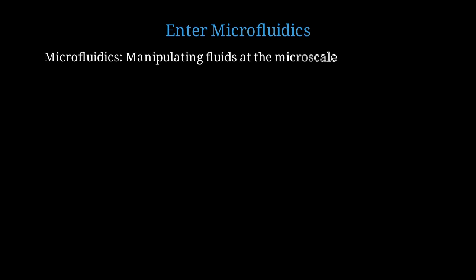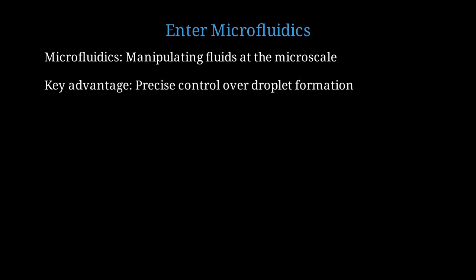So how do we solve this problem? The answer is microfluidics. Microfluidics is the science and technology of manipulating fluids at the microscale, typically in channels with dimensions from 1 to hundreds of micrometers. The key advantage for emulsion generation is precise, deterministic control over individual droplet formation. Each droplet is formed identically.